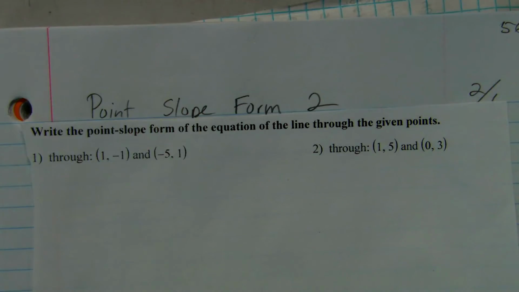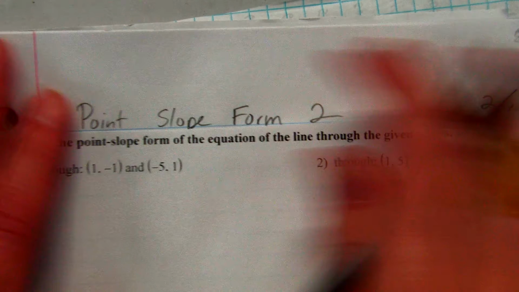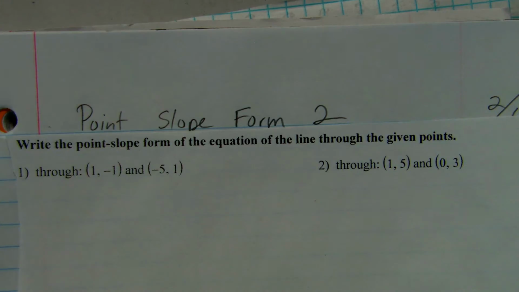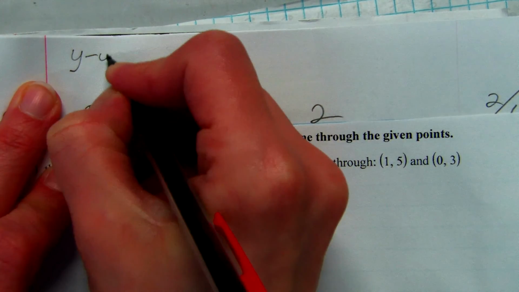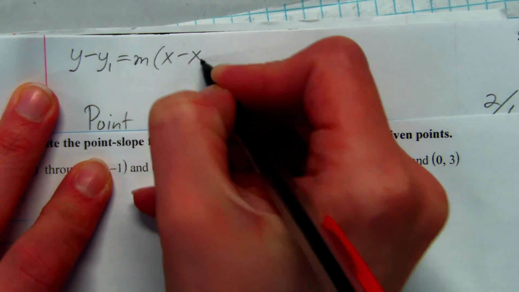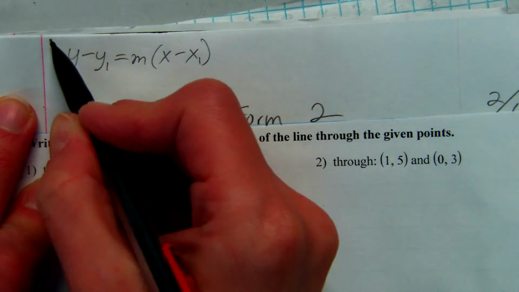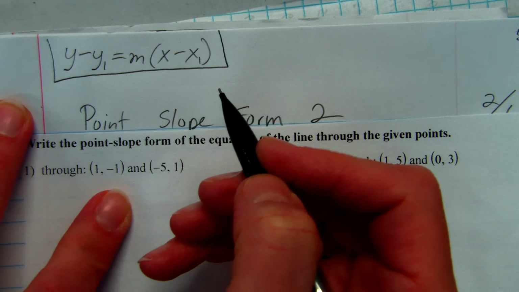So we're looking at point slope form again, and instead of giving us the slope and 1 point, they're going to give us 2 points. So we're going to have to calculate the slope ourselves. So up here at the top, we're going to put the formulas that we're going to need for today. So we still need our y minus y1 equals m parentheses x minus x1 formula that we've been using for the last couple of days.